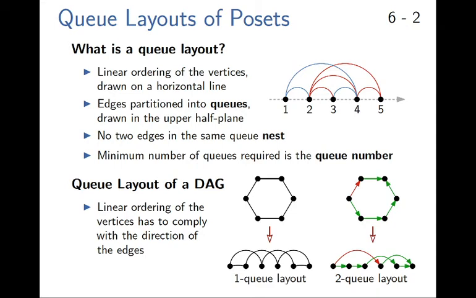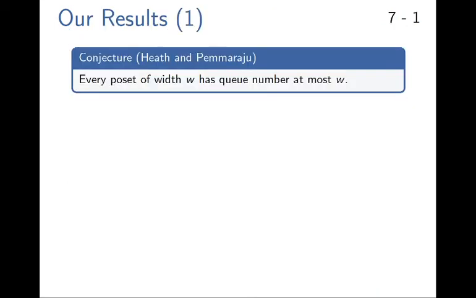Okay, so this is the overall plan. We have the poset, we consider the DAG that belongs to it, and we want to squeeze the DAG into a queue layout. And we are interested in how many queues you need. And in our paper, the important parameter is the width. There is this conjecture by Heath and Pemmaraju, and they claimed back then that if you have a width W poset, then W queues are always sufficient.